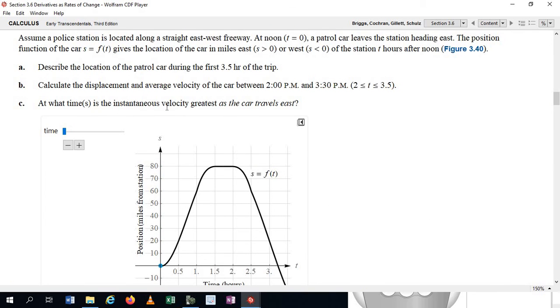Okay, so that's how you handle something like this. If you want to find instantaneous velocity and you're given the graph of the position function, the graph in terms of time versus position, then you can find it by looking at the slope of the tangent lines. Remember, the slope of the tangent lines gives you the instantaneous velocity. And so that's how you can answer part C.